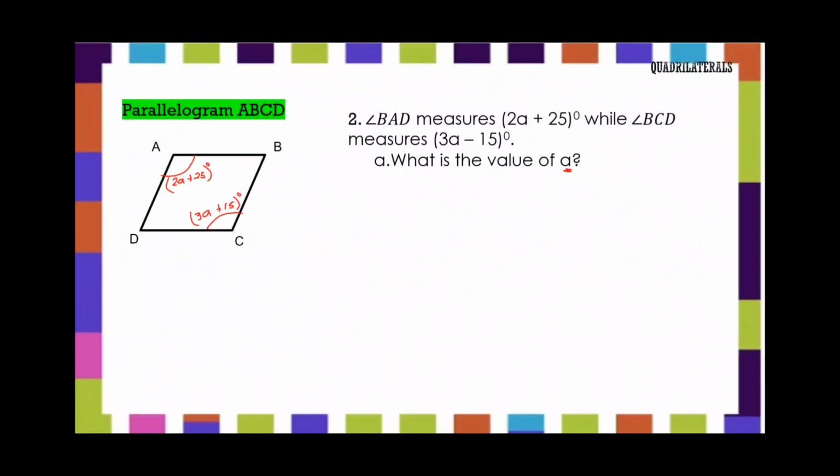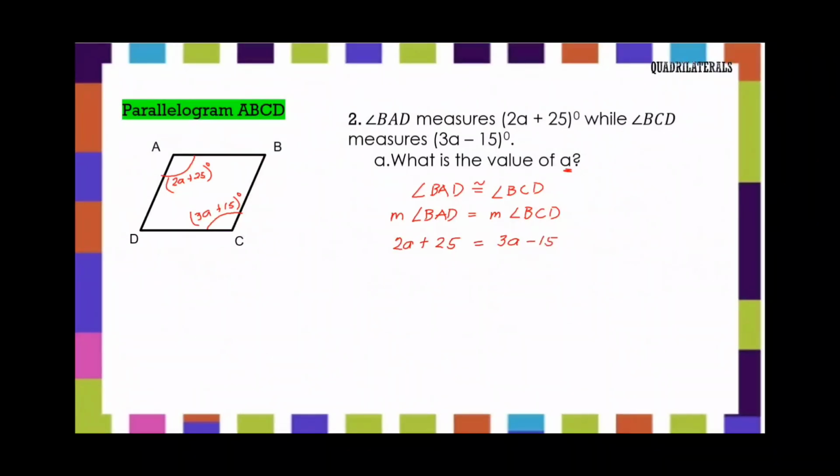So, anong gagawin natin? Take note that angle BAD is opposite angle BCD. And we all know that opposite angles of a parallelogram are congruent. Therefore, angle BAD is congruent to angle BCD. If they are congruent, we can say that the measure of angle BAD is equal to the measure of angle BCD. So all we need to do is to substitute the given values. So the value of angle BAD is the measure. We have 2A plus 25. And the measure of angle BCD is 3A minus 15.